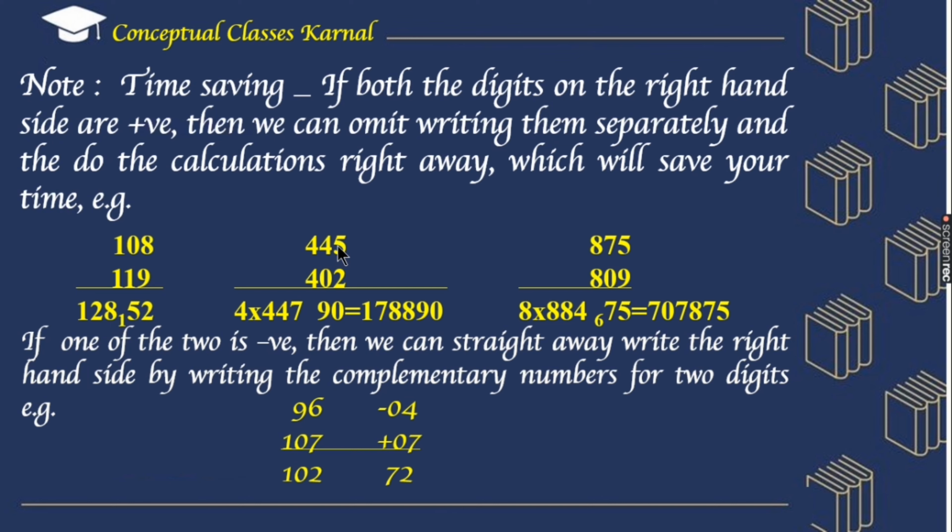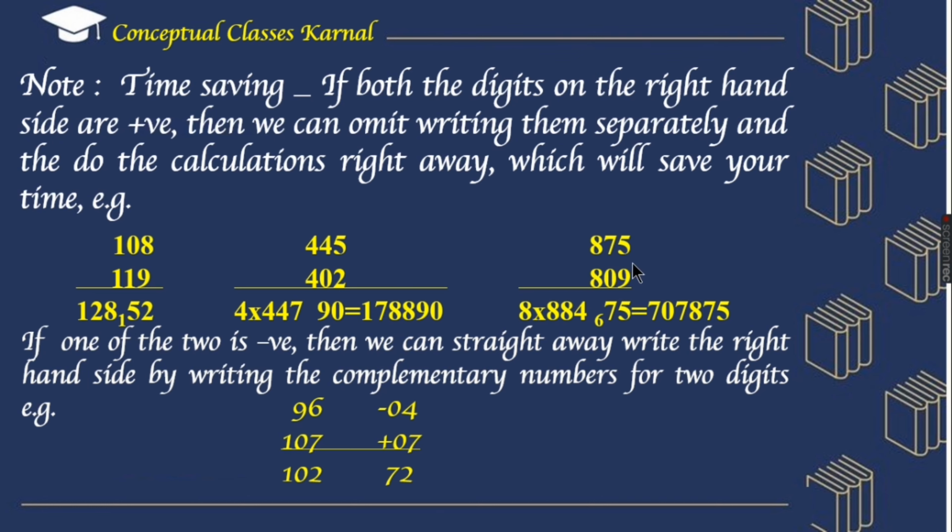Another example, 445 multiplied by 402, 45 into 2 will give you 90. There is no carry here, and then 445 plus 2 is 447, and because it is 4 times, 447 multiplied by 4 will give you 1788 on the left hand side, and the right hand side you already have 90, so the answer is 178890.